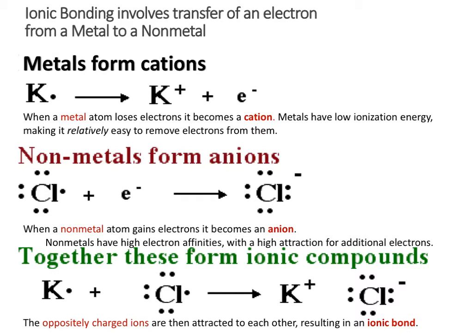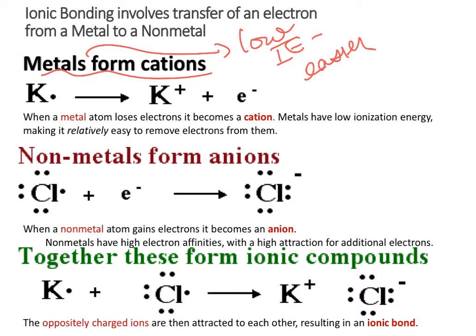Let's talk in a little bit more detail about the formation of an ionic bond. Metals have low ionization energy. We just went over that in the periodic trends. Low ionization energy means it's easier to remove electrons; it takes less energy. And so the metals will tend to be the donors. They will tend to donate valence electrons and become a cation when making an ionic bond.